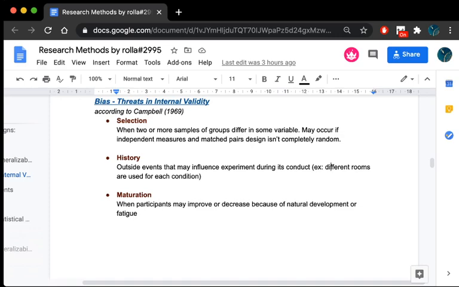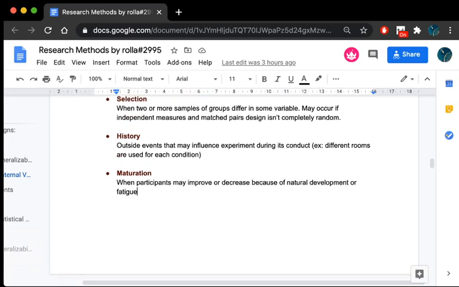Then we have history. History is the outside events that might influence an experiment. So let's say, for example, when you're doing an experiment at someone's house versus a lab, there might be differences in that.